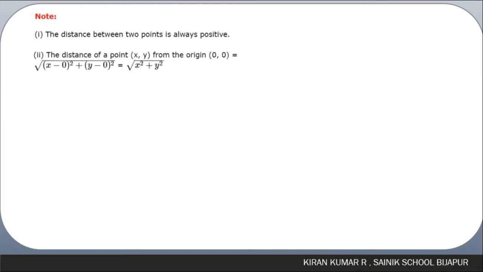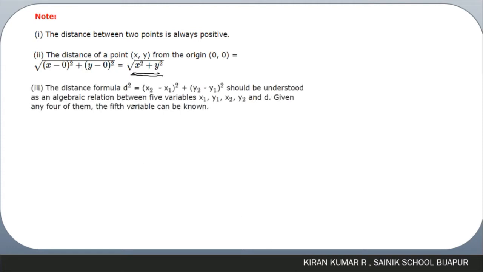Just remember, the distance between 2 points is always positive. The distance of a point (x, y) from the origin (0, 0) is given by root of (x minus 0) whole square plus (y minus 0) whole square, which implies root of x square plus y square.